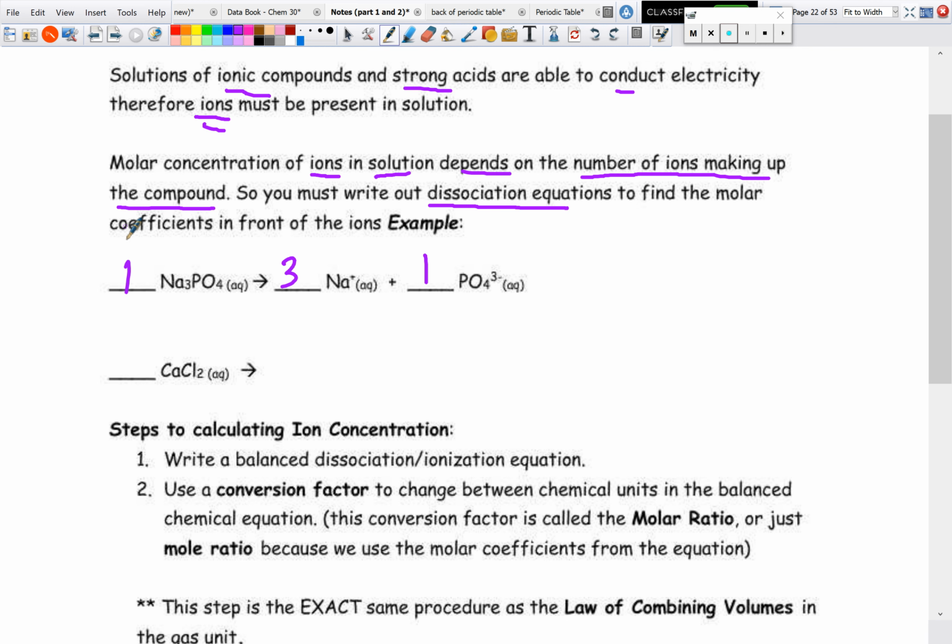Now, calcium chloride can also dissociate, and when this dissociates, it's going to form the calcium ion, which is Ca2+, and the chloride ion, Cl-. We write out the ions first, then we balance second. So we can tell that there's 1 calcium, so I can just keep a 1 in front of there or leave it blank if I want to. There's 2 chlorines, so we stick a 2 in front there. That's just a little refresher on our dissociation or ionization equations.